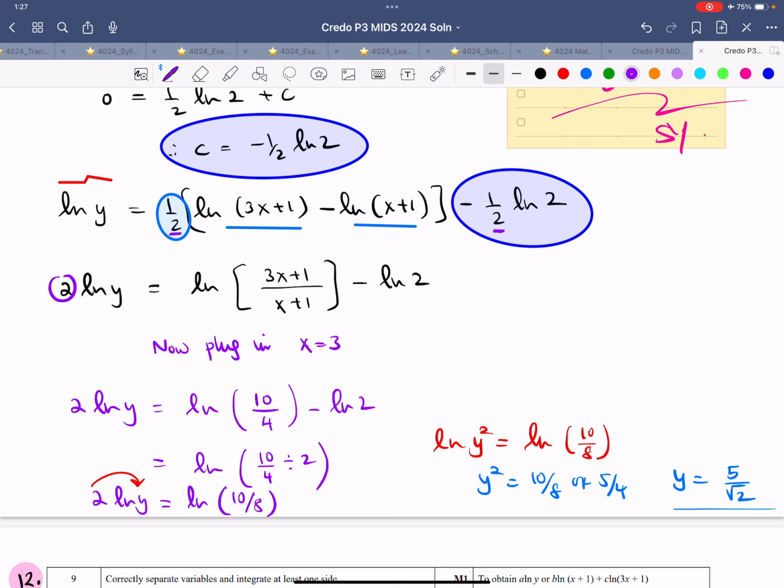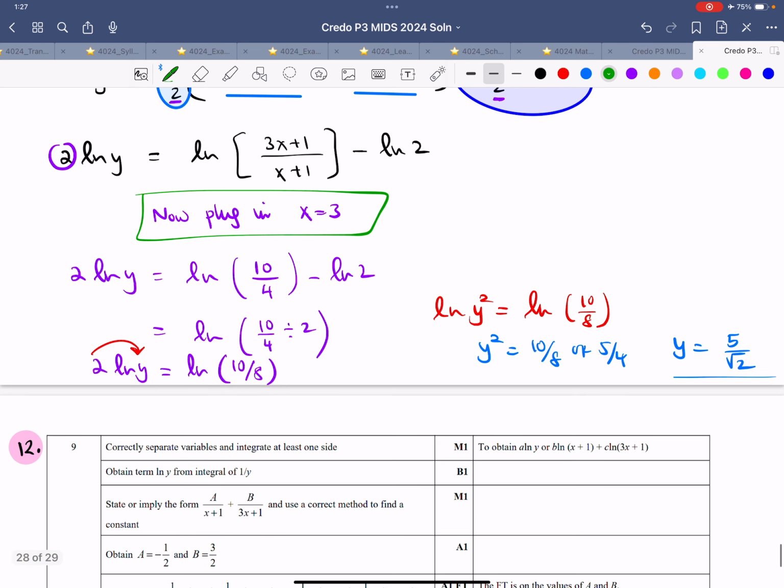And now I am plugging in this particular equation. Now plug in x is equal to 3. Now when I plug in x is equal to 3, 3 into 3 is 9, 9 plus 1 is 10. 3 plus 1 is 4. All good. ln 2 is there, 2 ln y is there. Again, which rule of log is applicable? Log x base a minus log y base a, that is log x over y base a. So this minus turns into division. This is ln 10 over 8.